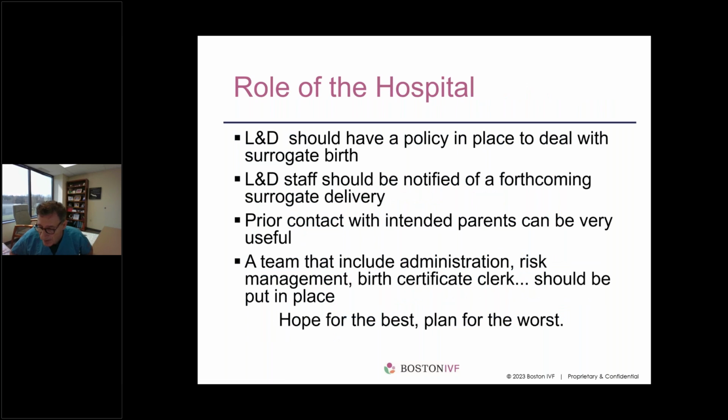Role of the hospital, that can be a little complicated. The OBGYN needs to inform the hospital when a surrogate is coming to labor and delivery to give birth, because she's going to give the baby to the intended parents immediately after birth or 2-3 days later. So the L&D staff should be notified of a forthcoming surrogate delivery. Prior contact with the intended parents can be useful.